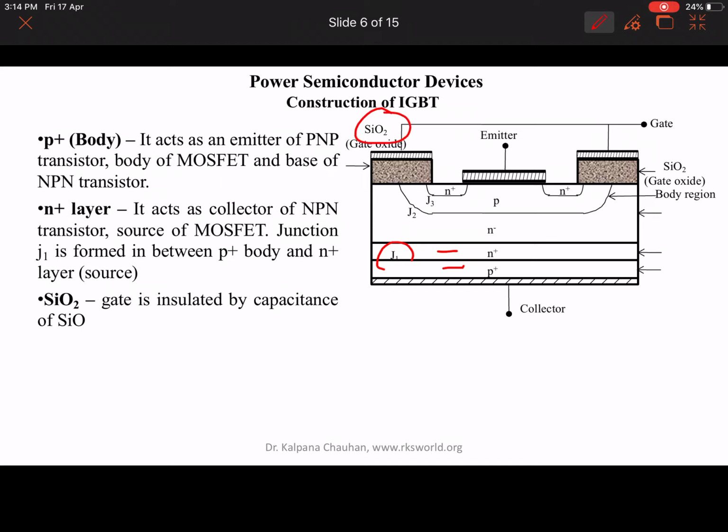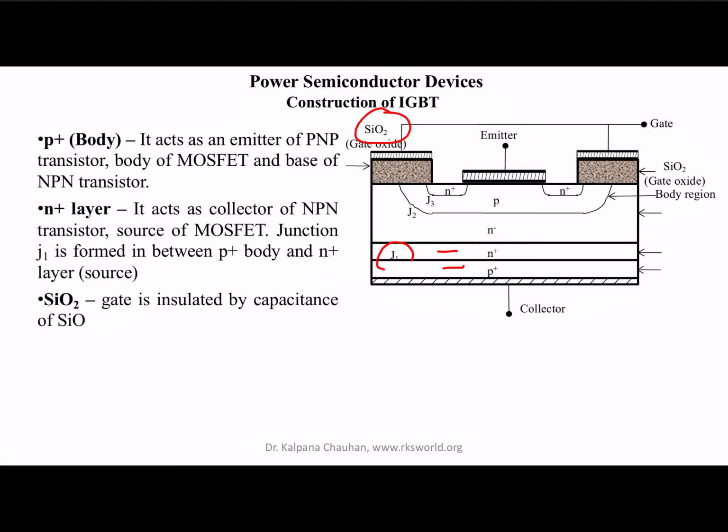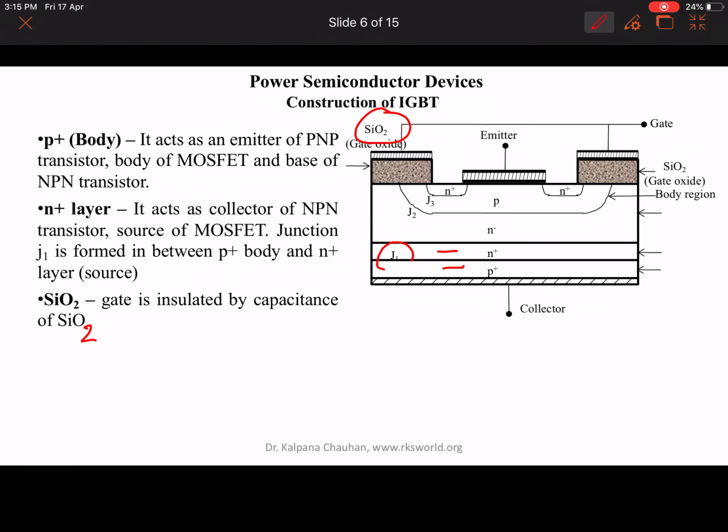Here we have used the SiO2. The gate is insulated by the capacitance of SiO2.